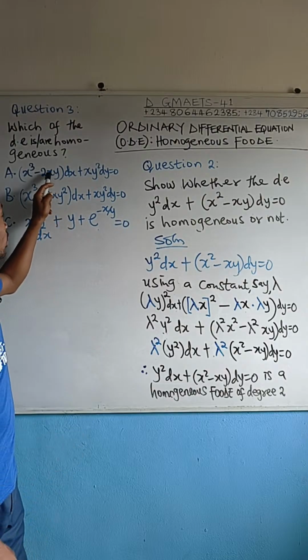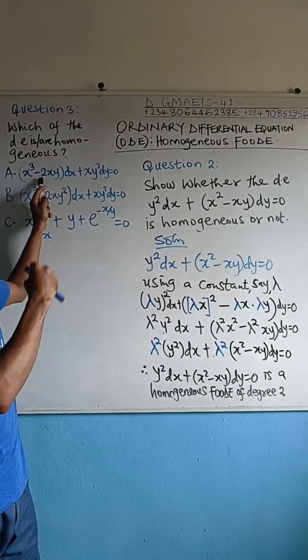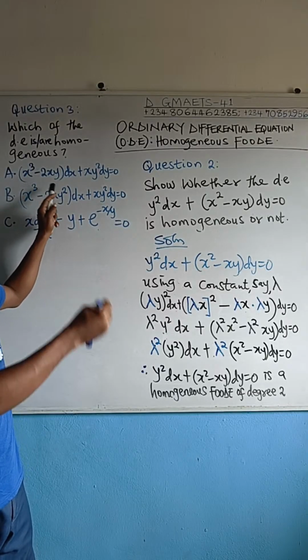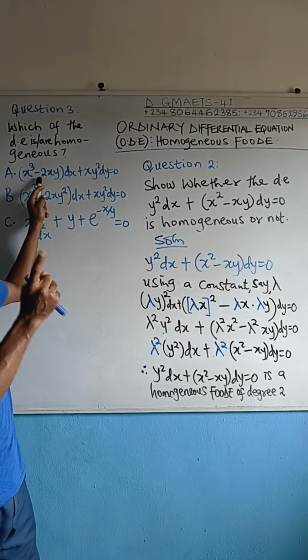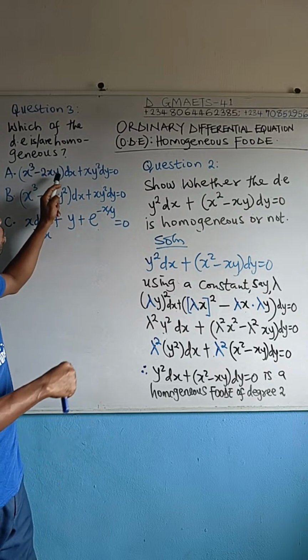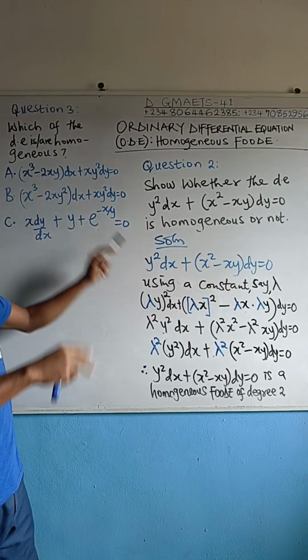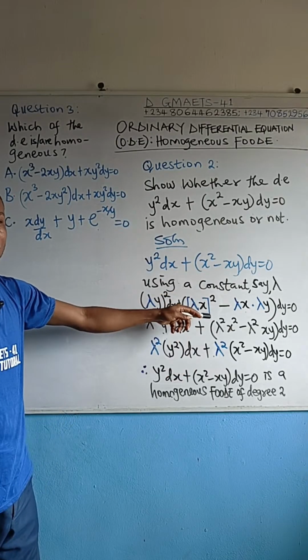Both of them are being multiplied. You don't have any business with the constant multiplier there. When you are proving whether it is homogeneous or not, you don't use the constant multiplier to do anything. So this is xy. X is power 1, y is power 1. If you add the powers, you get 2, just like what we did in question number 2.